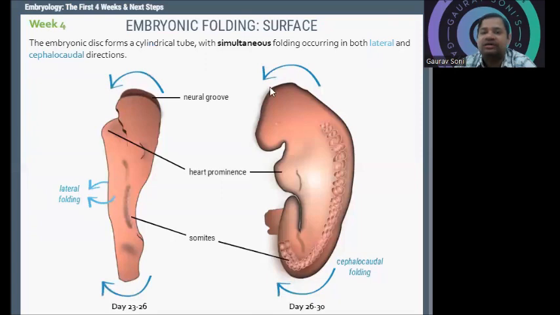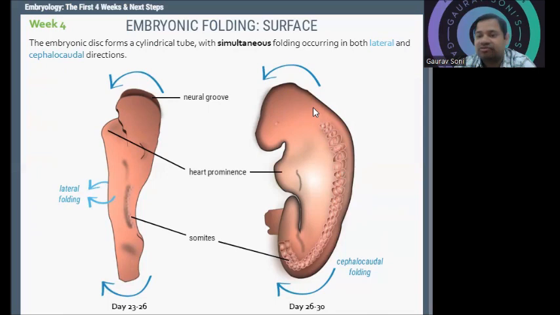and cephalo-caudal direction. Folding means they are going to grow in size, and due to the growth, they are going to fold themselves on both sides. One on the horizontal side, one on the lateral side or vertical side. So you can see here there is a neural groove, there is a prominence for the heart region, then there are somites, days 23 to 26, and the folding which is going to happen is the lateral folding. And in the next diagram you can also see the cephalo-caudal folding.